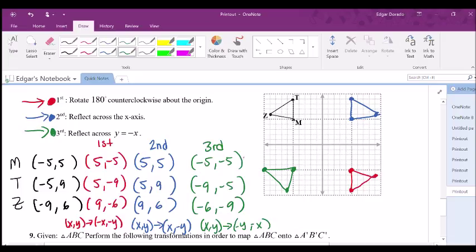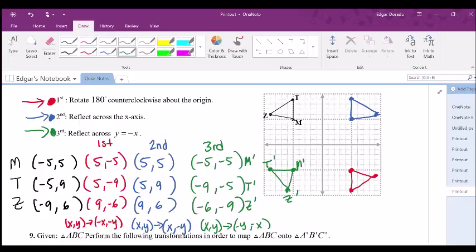And just to make sure we are on the same page, this is my m prime, my t prime, and my z prime. So m prime, t prime. Oops, I think I went a little too far. Yeah, I did my t a little too far out. Right there, there we go. So this is t prime, and finally this is z prime. That is what your final figure or your final image should look like.